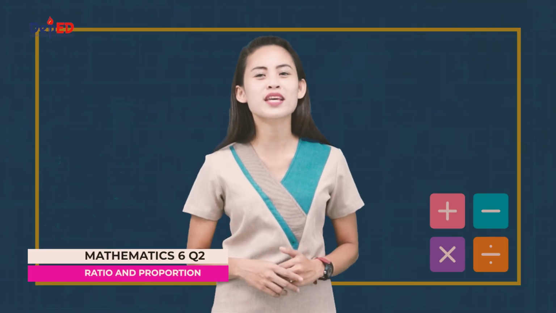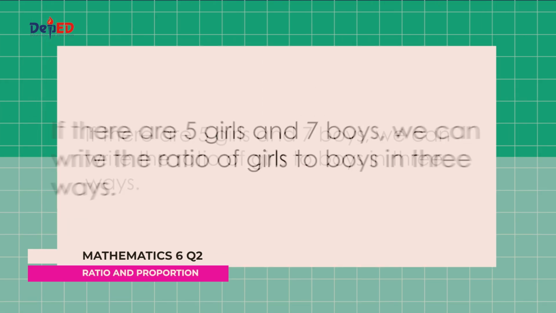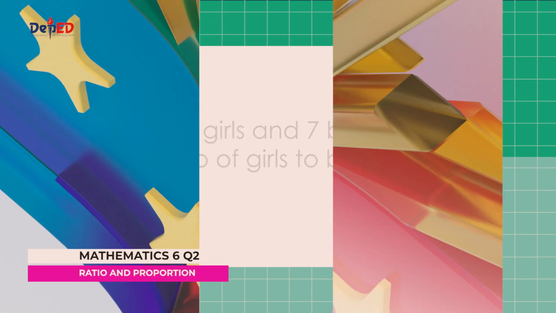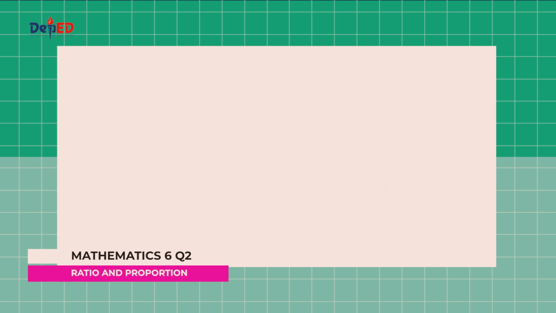Now let's start with example number 1 in your module. If there are 5 girls and 7 boys, we can write the ratio of girls to boys in 3 ways. So we came up with the answer, word form 5:7, colon form 5:7, and fraction form 5/7. Let's proceed to the next example in your module.